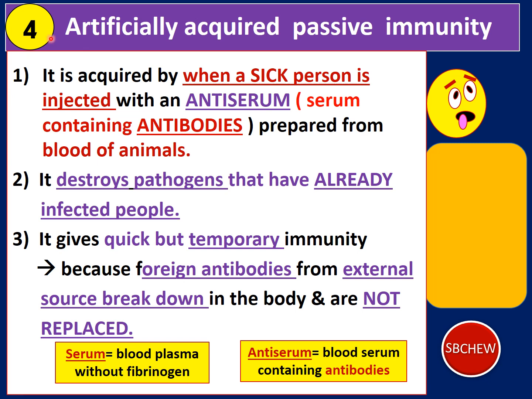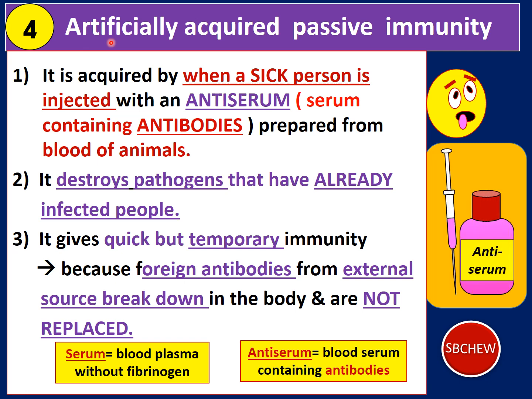Let's discuss the second type of passive immunity, which is artificially acquired passive immunity or artificial passive immunity. When we have this word artificially acquired, it means that it involves an injection of a substance. And in this case, it is injection of antiserum. So this type of immunity is acquired when a sick person is injected with an antiserum, or a serum containing antibodies prepared from the blood of animals.